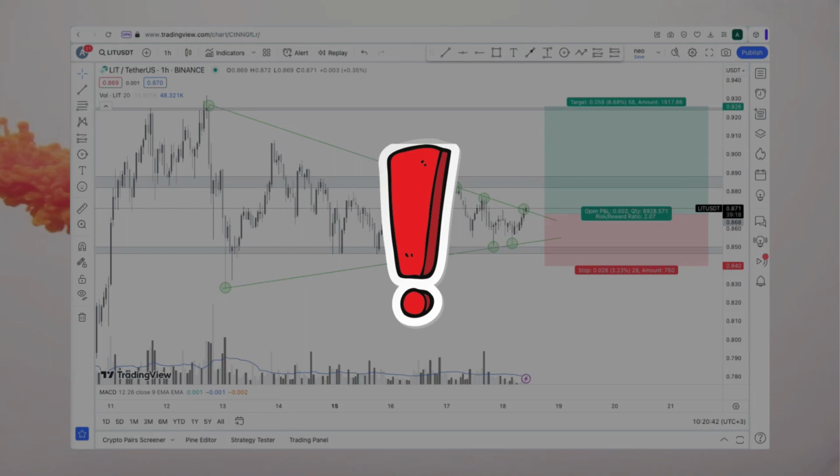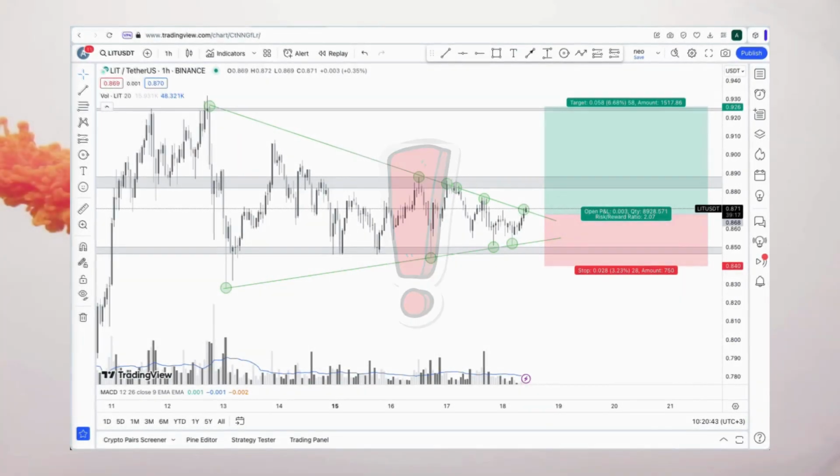P.S. This chart is experimental. Mastering the use of the tools is crucial.